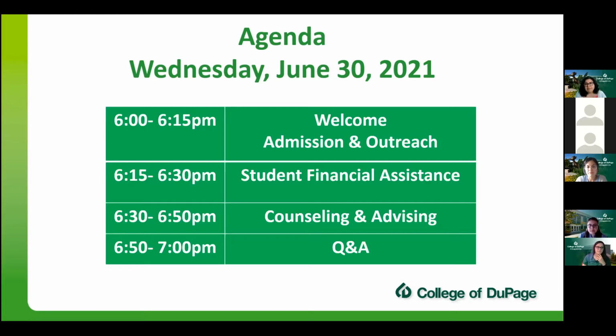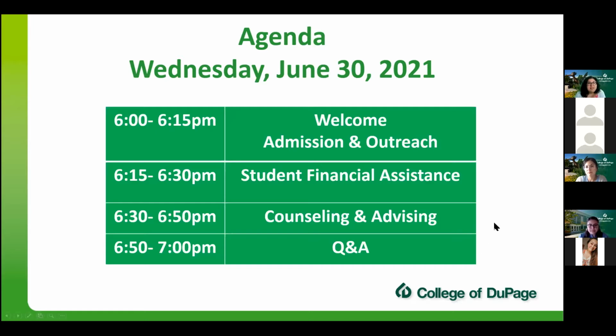Then we'll hear from our financial aid office, or student financial assistance office. We'll hear from counseling and advising. We want to make sure that you're prepared for that first meeting you have with a counselor to discuss your academic plans. And finally, we will allow some time for Q&A. We want to make sure that you have time to ask questions that maybe we didn't cover, or if we need to clarify anything for you.